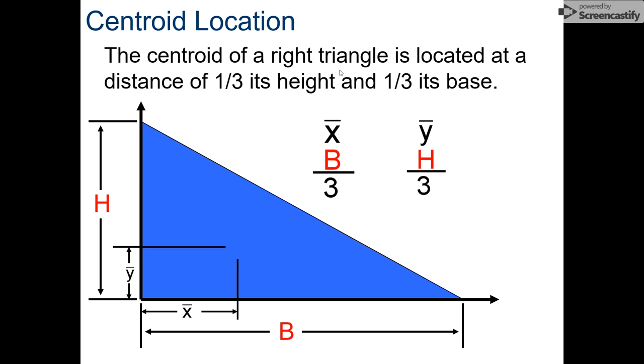So first off, our triangle has to be a right triangle, and our location of our centroid is always taken from the right angle. So you can't start over here. You have to start from the right angle. So the right angle is your 0, 0 point, and you go from there. X bar is 1/3 your base, Y bar is 1/3 your height. Always from the right angle. There's our centroid.